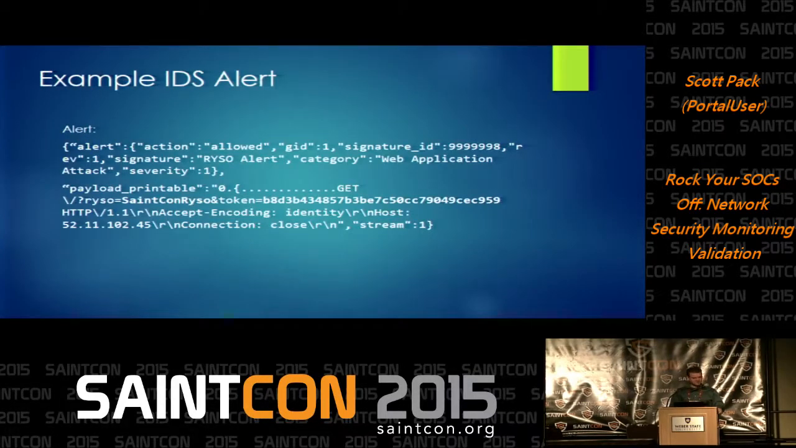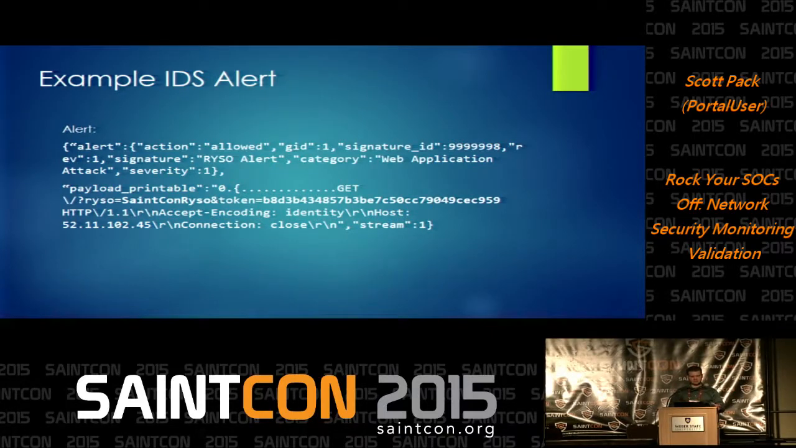Okay, so this is an example of what an IDS alert will look like. This is in JSON format, so it has the alert action allowed, so it permitted the flow, the signature, Riso alert, the category, and then the printable payload. And it's important here to get the printable payload out. If you're running a SIEM like ArcSight or Splunk or whatever, you are pulling these all together, and this is what your security operations folks, your analysts, are looking at.